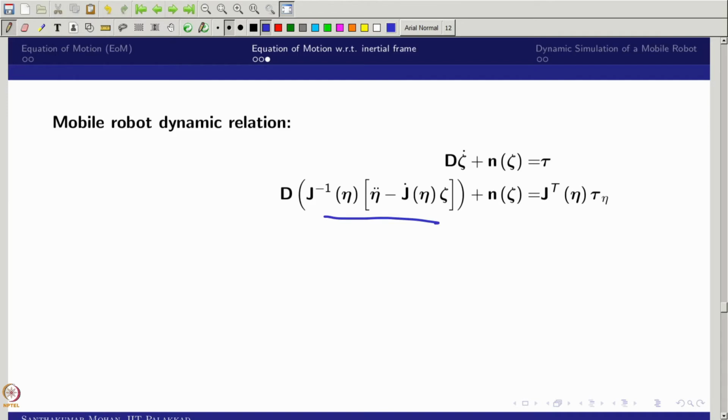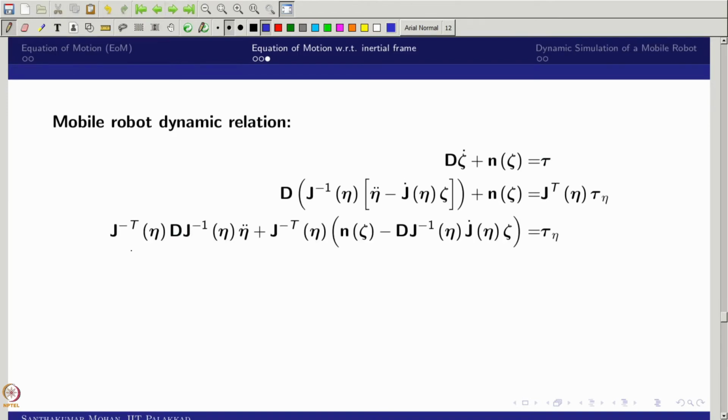That would be equivalent to an inertia matrix. I regroup only the acceleration term, and the remaining terms I put in another group, which I take as another vector. In the sense, I take this inverse and regroup it. So now this is what you call D_eta, and this whole term is N_eta. You can see the entire equation has been written in the so-called inertial frame.